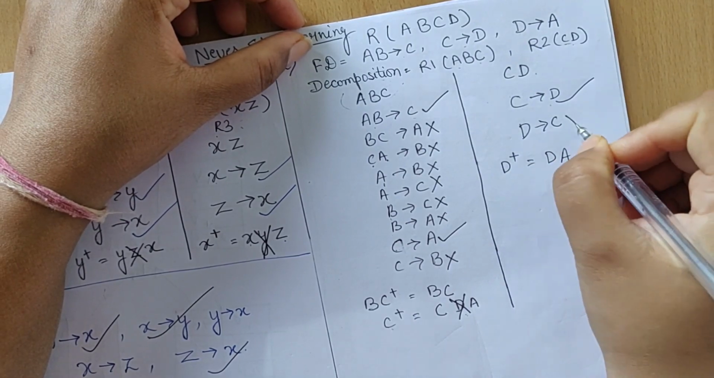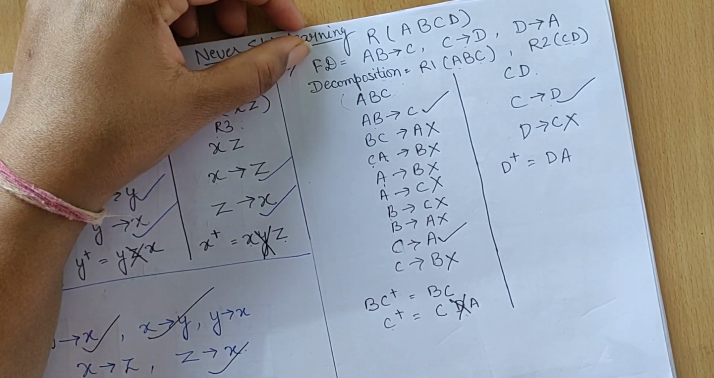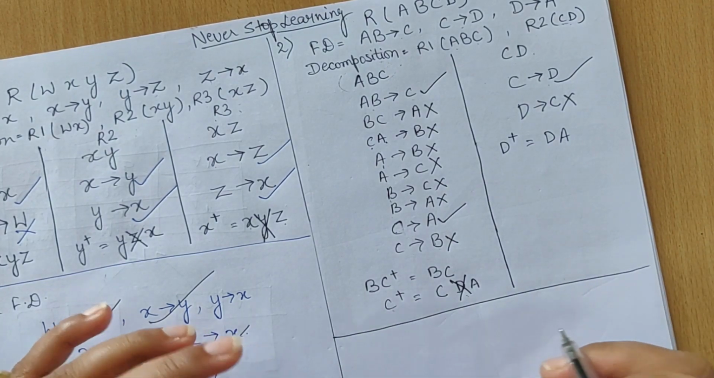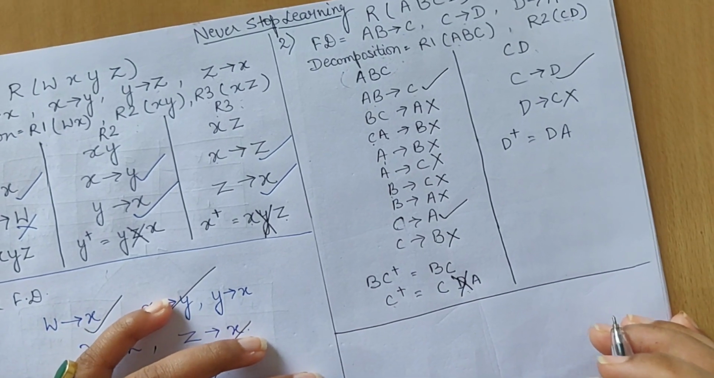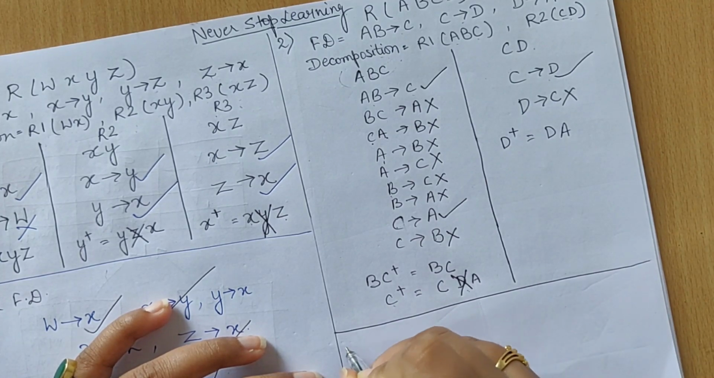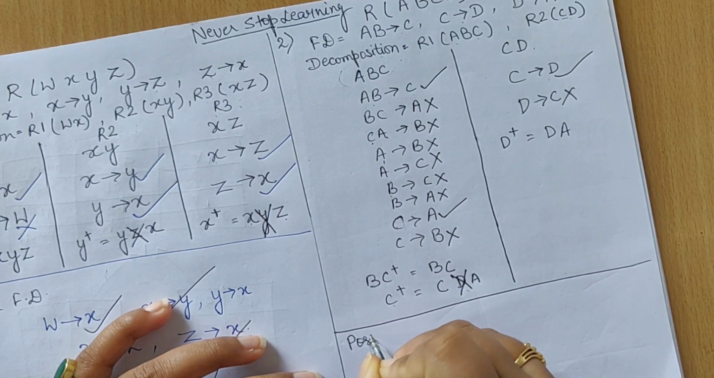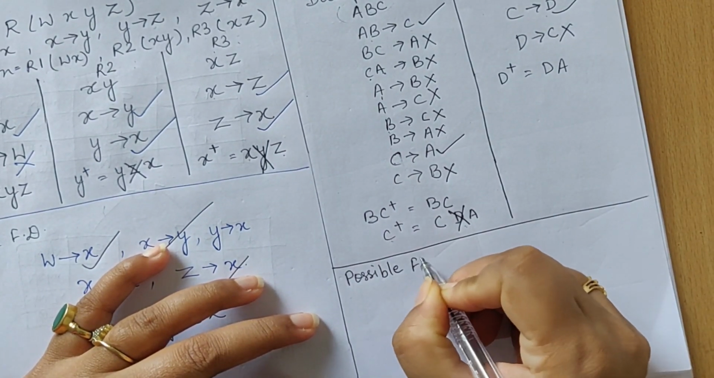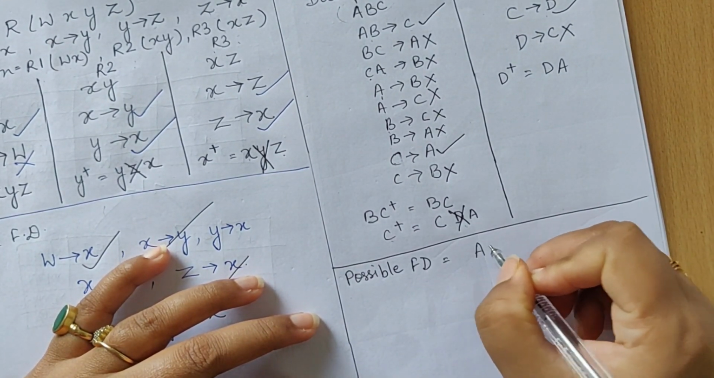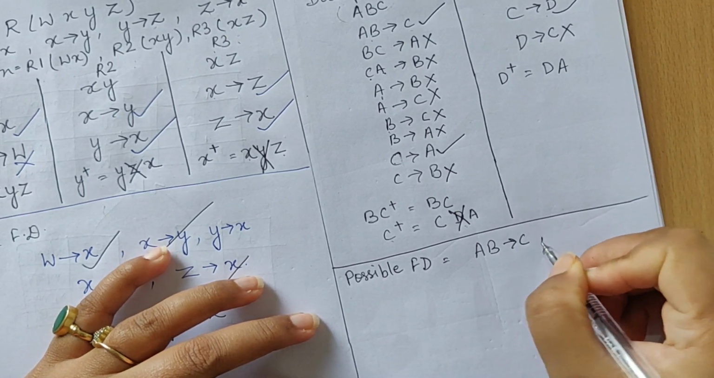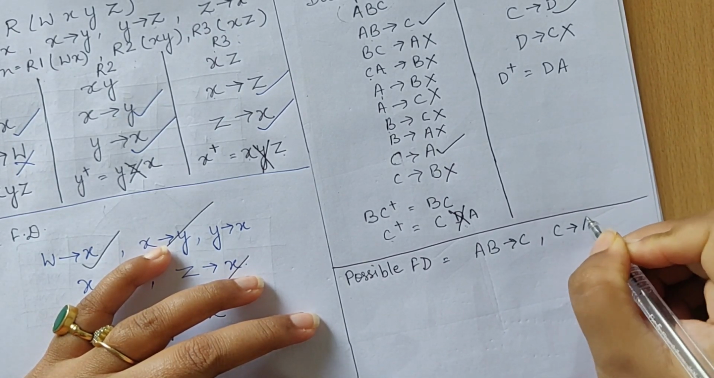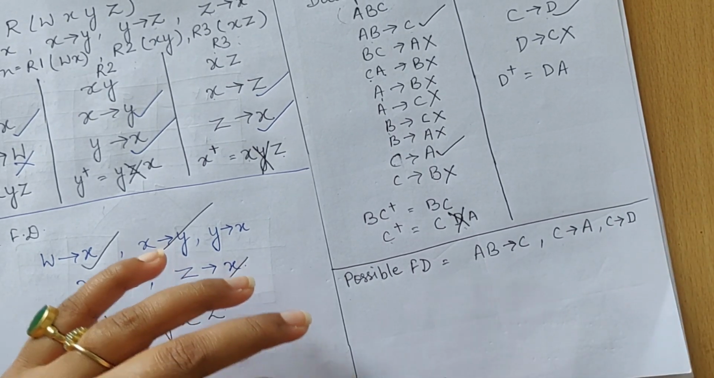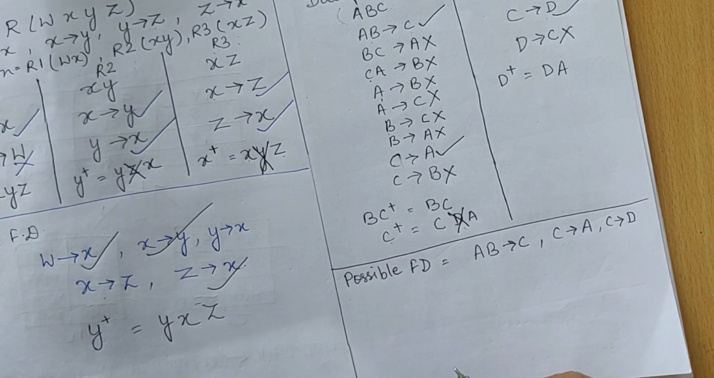That means D cannot determine C. Okay. So what are the possible functional dependencies? What I have to do is take the union of all possible functional dependencies. So here the possible functional dependencies are: AB determines C, C determines A, and C determines D. These are the possible functional dependencies.